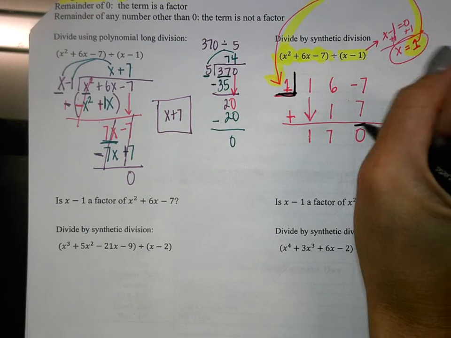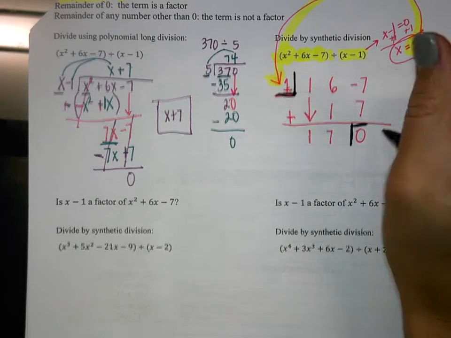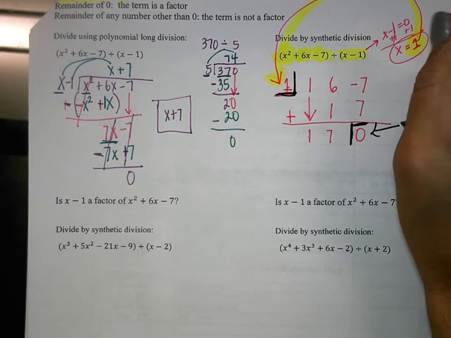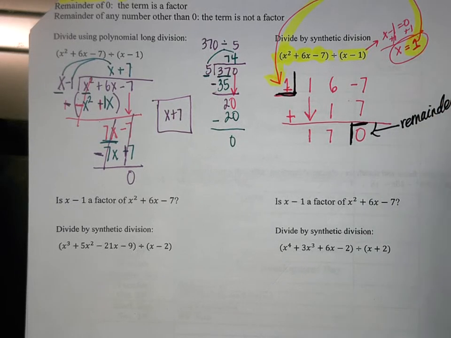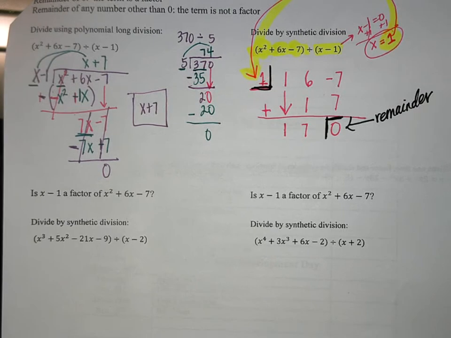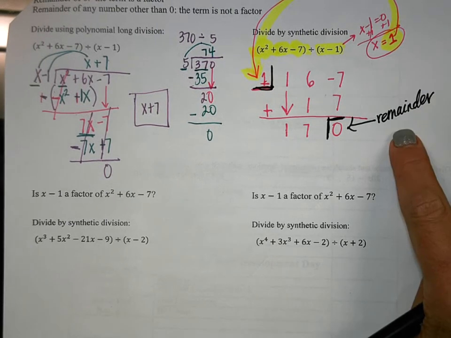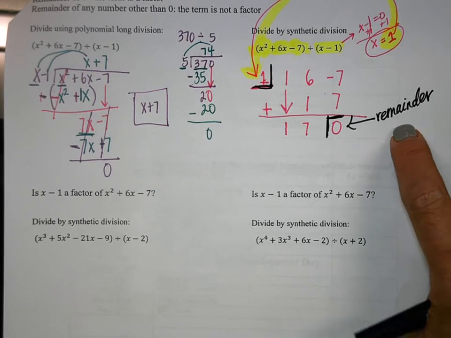Now hold on, and I'm going to put another box right here. This box right here is always my remainder. That's your divisor. Dividend. Divisor. I'm having a hard time today. Okay, this is a remainder.